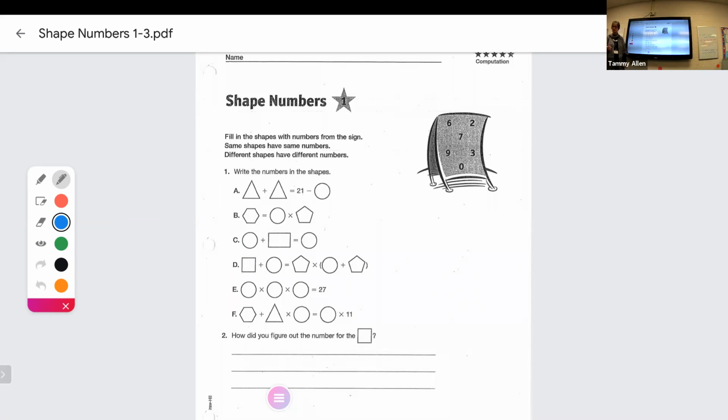Okay, so we've done something similar to this before. Where do you think we should get started? The 3 circles. Okay, so E. Somewhere on your page, we want to start with E. E tells us that we have 3 things that we are multiplying together to equal 27. Our options are up here. Where do you think we want to start with that?